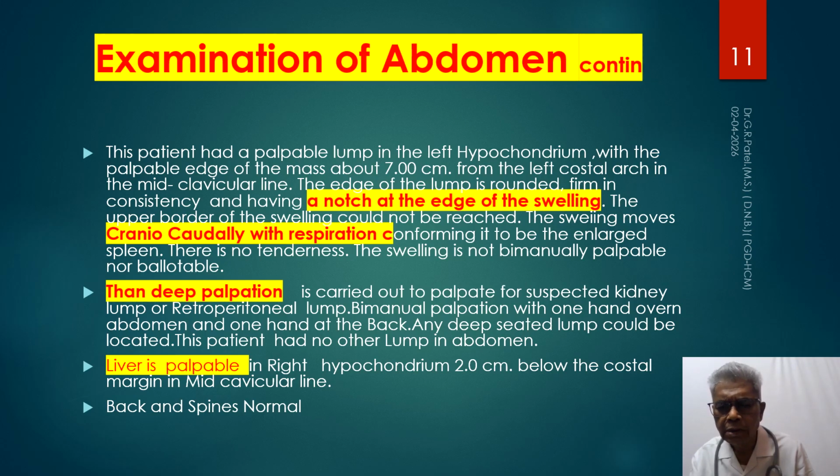Liver is palpable in the right hypochondrium, 2 cm below the costal margin in the mid-clavicular line. Back and spines are normal. So in this patient, liver and spleen are both palpable because of deposition of hemosiderosis. That is why liver and spleen are palpable.